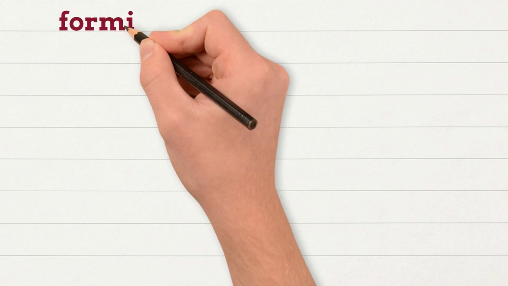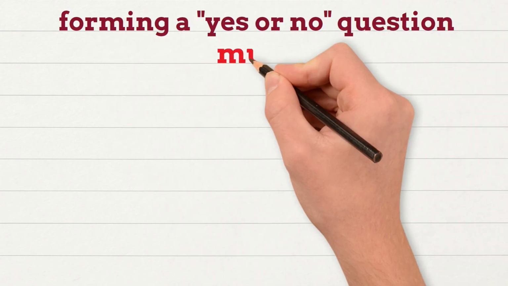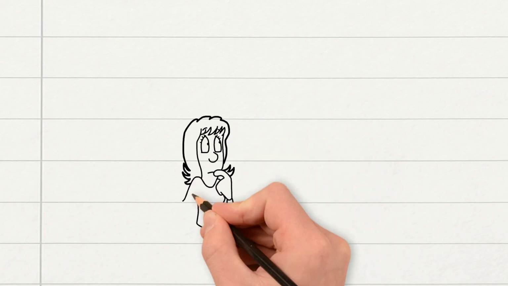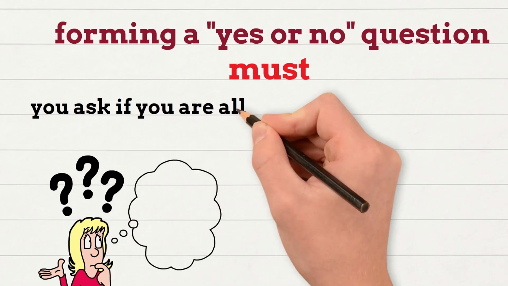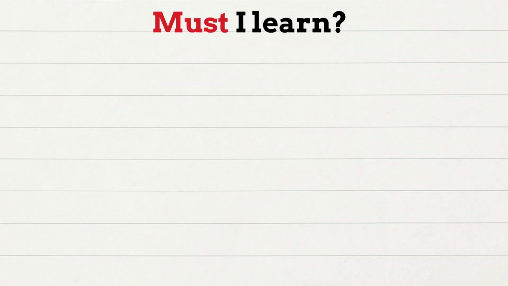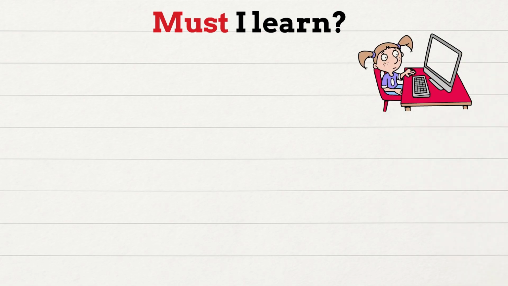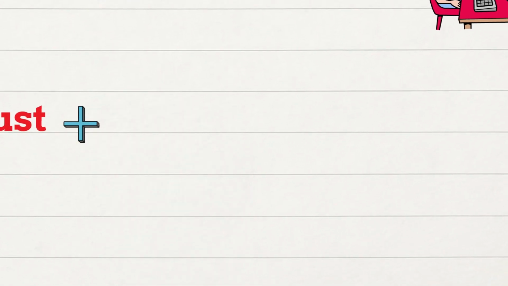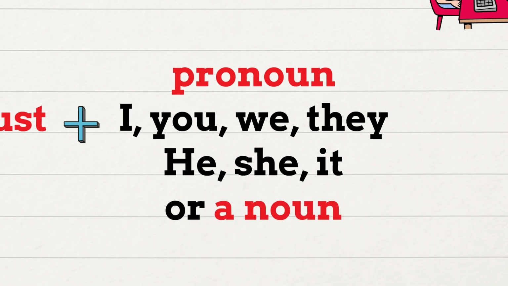Now let's learn how to form yes or no questions. Now you want to ask whether an action is very important to be done or you aren't allowed to do it. Must I learn? Here you wonder if learning is important for you or not. When you form a yes or no question, you start with the modal verb. So you will start your question with must. Then any pronoun. I, you, we, he, she. Don't forget that you can also use a noun. Then the infinitive.